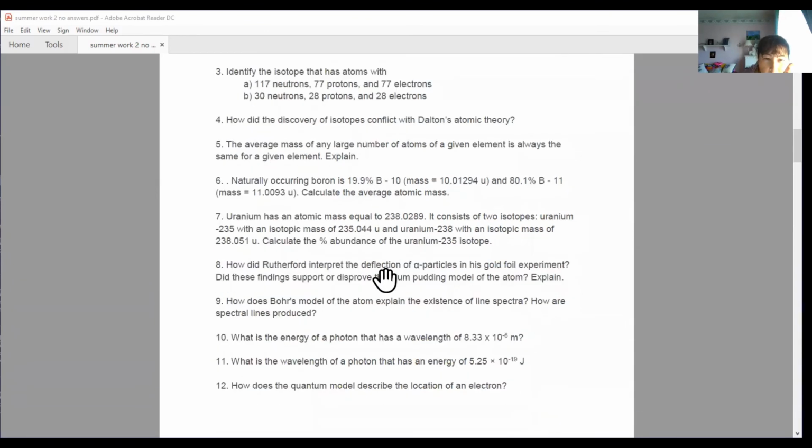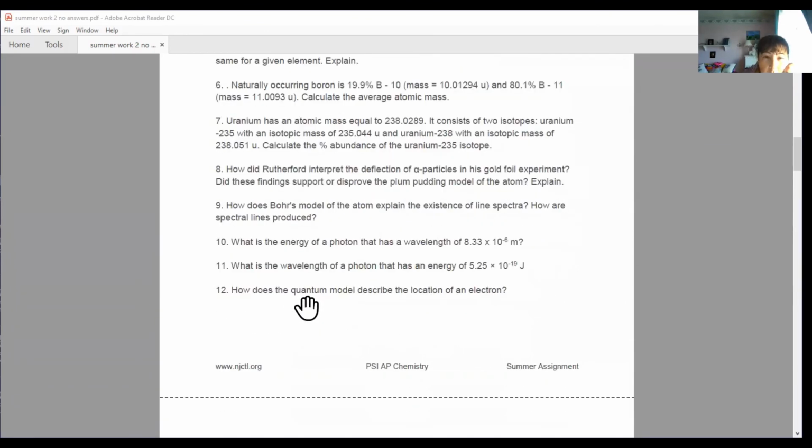This is 7. 8. How did Rutherford interpret the deflection of alpha particles in his gold foil experiment? Did this finding support or disprove the plum pudding model? And we just said that it disproves it, and we just explained that before.